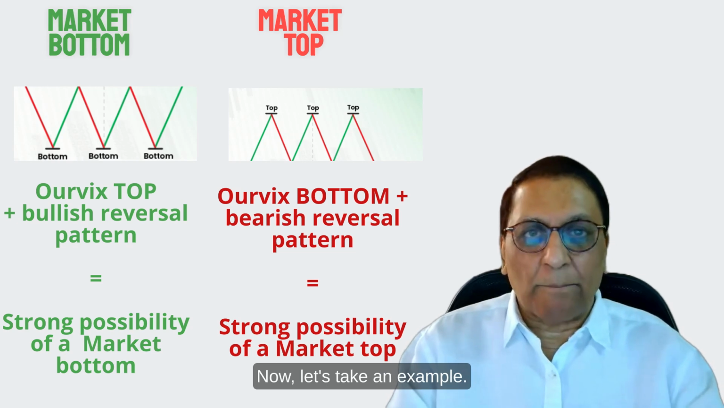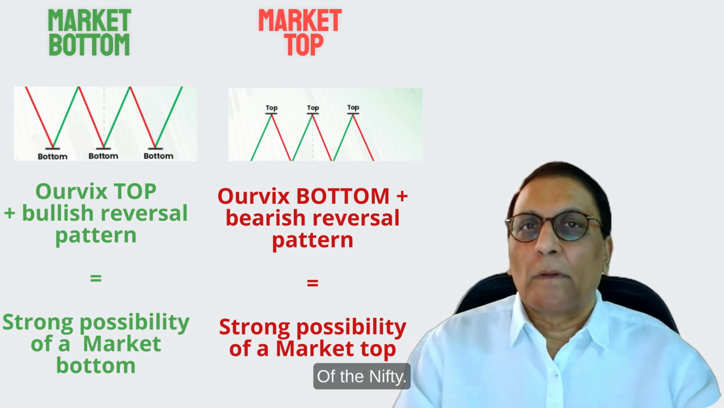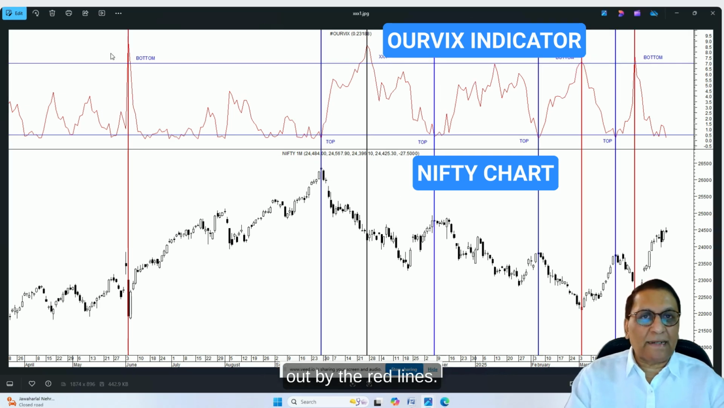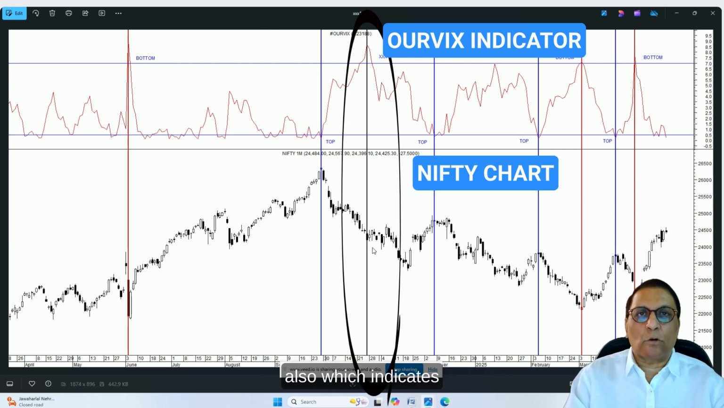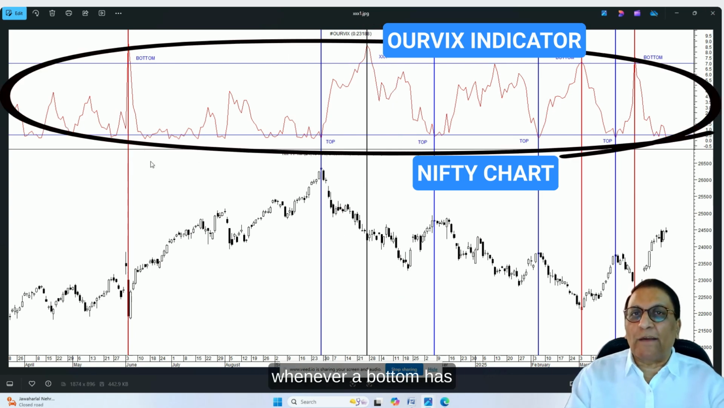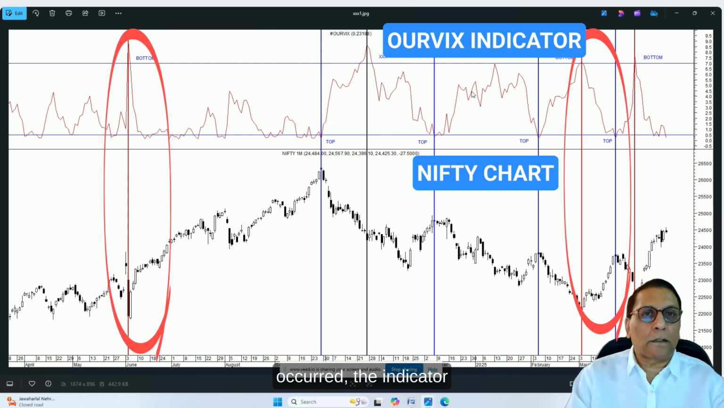Now, let's take an example of the Nifty. In the case of the Nifty, as you can see, I have marked out tops and bottoms of the last several months on the chart. The bottoms are marked out by the red lines, the tops are marked out by the blue lines. And there is one black line also, which indicates a failure of the indicator. Now, if you look at the indicator which I've plotted, you'll see that whenever a bottom has occurred, the indicator is near a predefined top line.